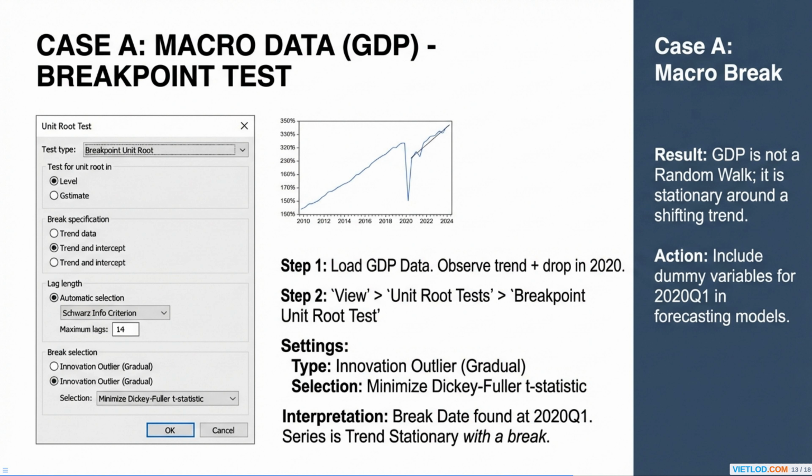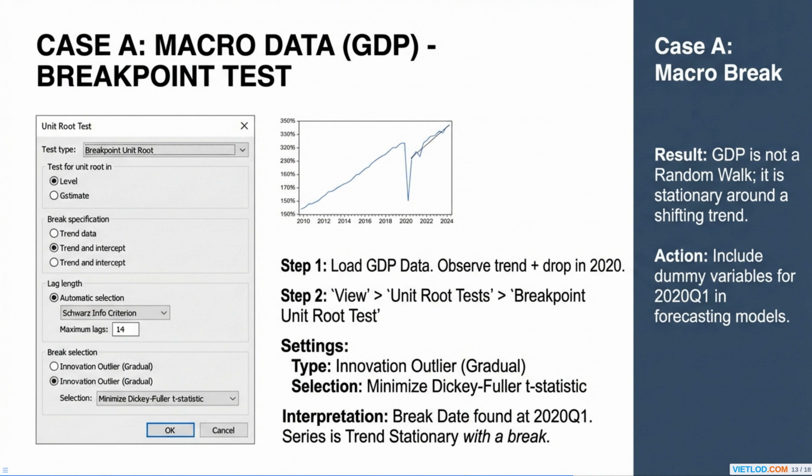To run a breakpoint unit root test on a series called GDP, you would double-click GDP, then click View, Unit Root Tests, Breakpoint Unit Root, which opens the dialog box for test specifications. Let's put this into practice with a few real-world case studies, starting with macroeconomic data.